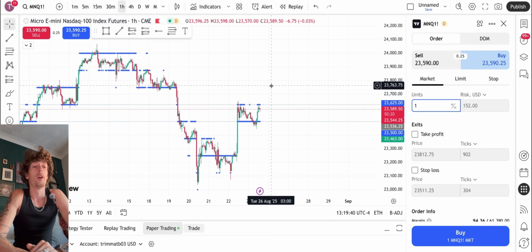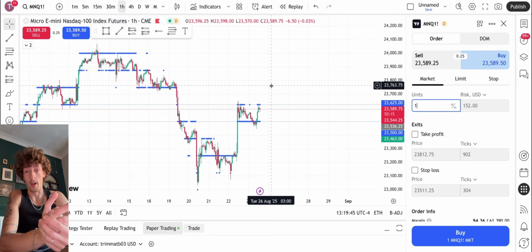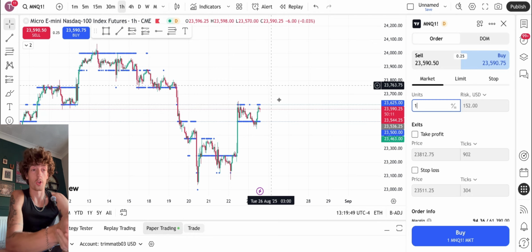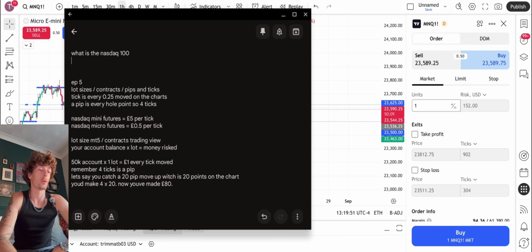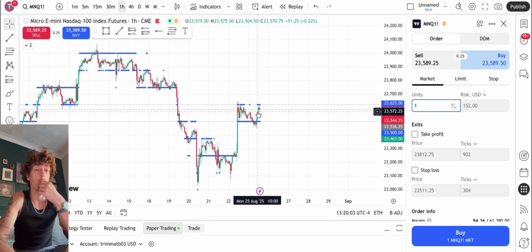Now, every 1 unit or 1 contract is how much money is risked on the chart. So pull the notes back up quickly now. If you look here, let's say every 1 lot is £1 risked per every tick. Now, what's a tick? That's good, we'll loop back to that.